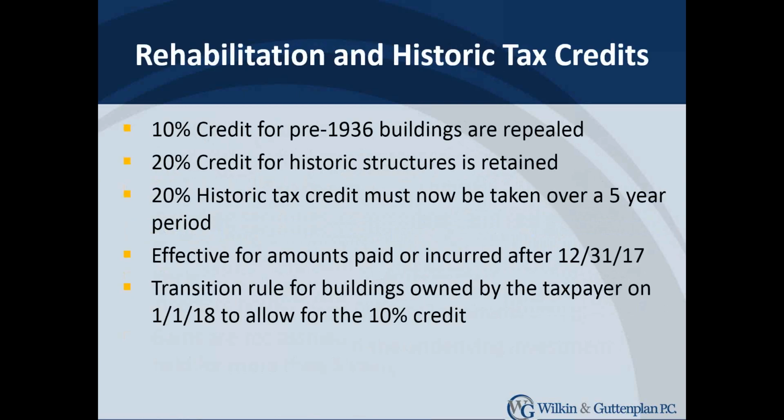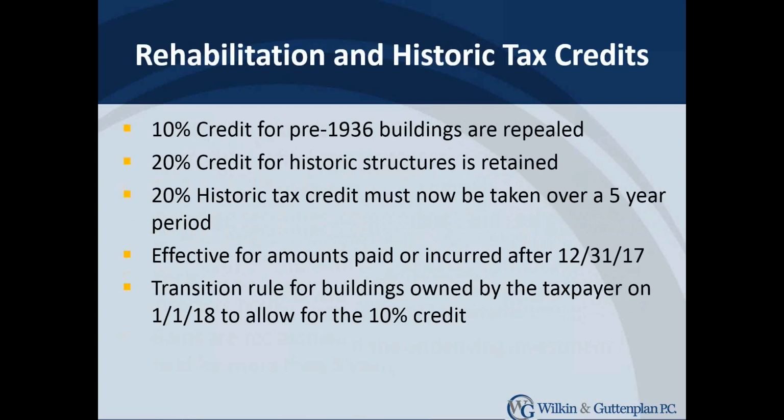The one thing they did change to the historic tax credit, where historically you would get the full credit when it was placed in service, you now have to spread that credit over a 5-year period. So you get 20% each year for 5 years. So you have to wait a little longer to get that credit, but you still get the full 20% historic tax credit. So this is effective for amounts paid or incurred after December 31st, 2017.